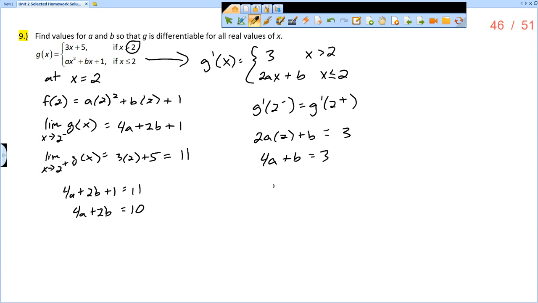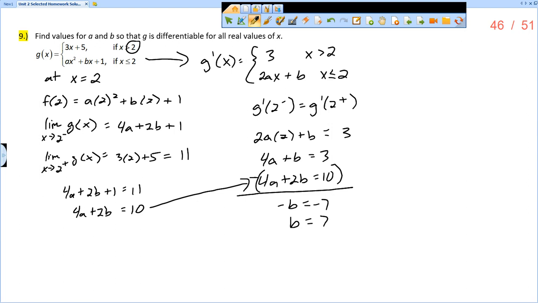All right. And so then we're going to bring these two equations together. So I'm going to bring this one over here. And I have 4a plus 2b equals 10. And so we're going to subtract, right? So 4a minus 4a obviously is 0a. b minus 2b is negative b, and 3 minus 10 is negative 7. So b must be positive 7. All right. So that is b.